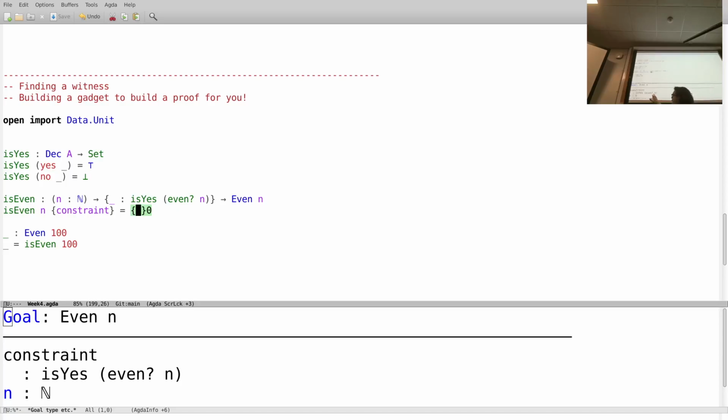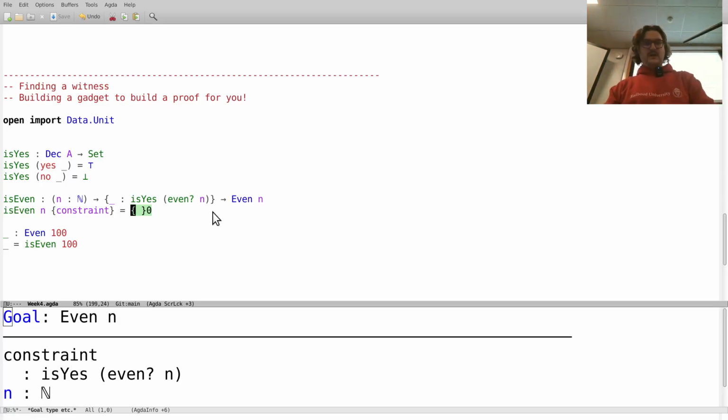So here it's the usual question when we want to prove something. What can we match on? Well, we could match on n, but morally, even is already doing that work for us. Even is the thing that takes n apart and looks at it: is it even, is it not? Why should we be doing the same work again? We cannot split on the constraint either, because is yes is a definition by pattern matching, and it's stuck because its argument, even on n, is not either yes or no. It's just a stuck computation.